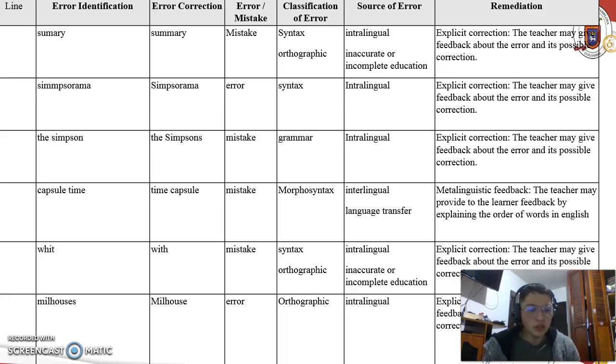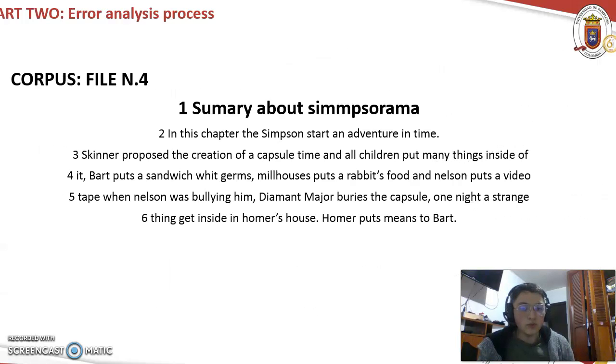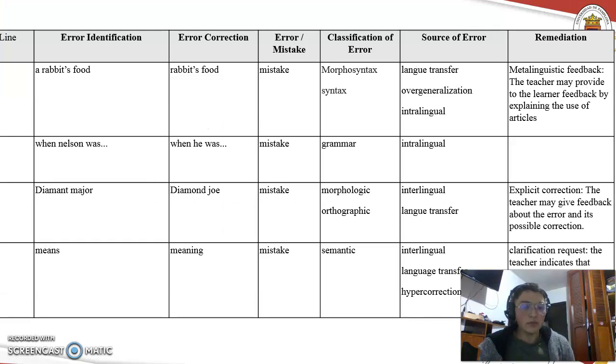What else? Remediations. Most of them I recommended explicit corrections because they were grammar, syntax or orthographic. But I have an exception for the sixth line, which, and I quote, says: Homer puts means to Bart. There is no correlation to the document at all. There is a lack of idea. Maybe the student didn't finish that idea and left it incomplete.